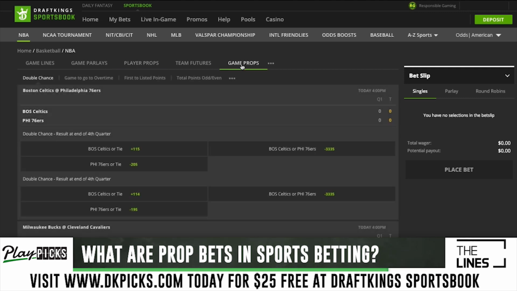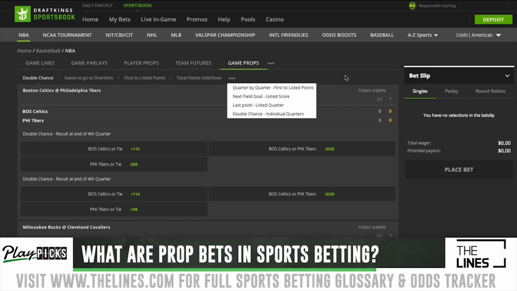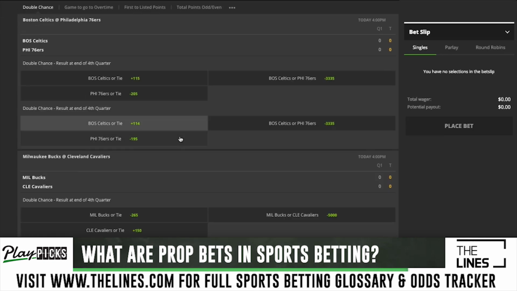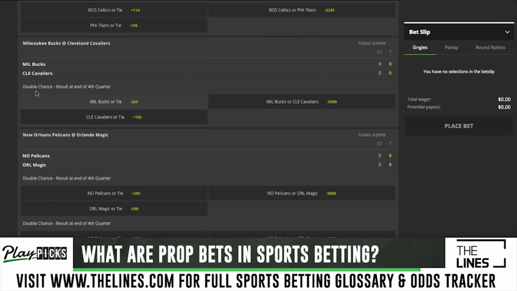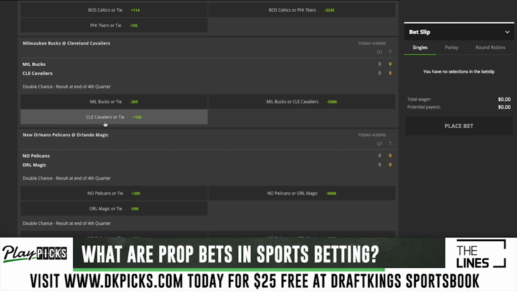And then there's also game props that you can look at where they basically just have you an idea of different things where you can get a little bit more action in the game. So right here at the end of the fourth quarter, either the Bucks win or it's a tie at minus 265. Obviously the Bucks are big favorites over the Cavaliers in this game, or you look right here, the Cavs and a tie plus 150. So you're getting plus money on that with the Cavs being the dog in this particular game.